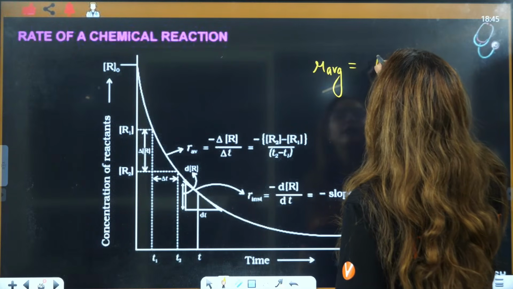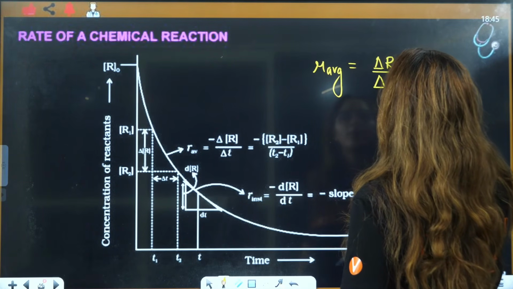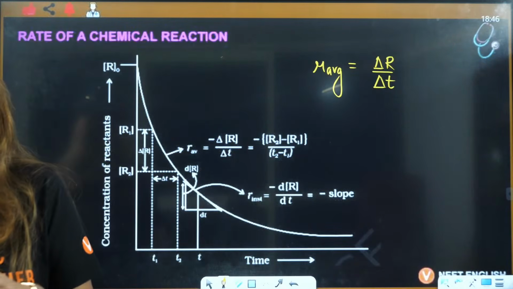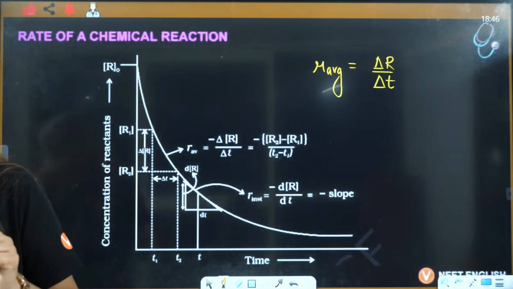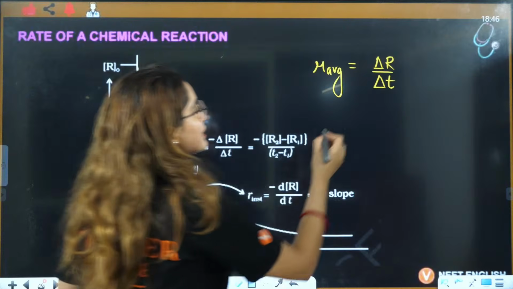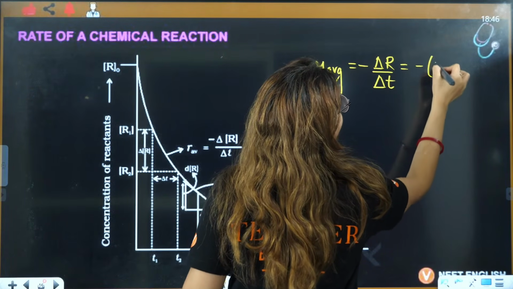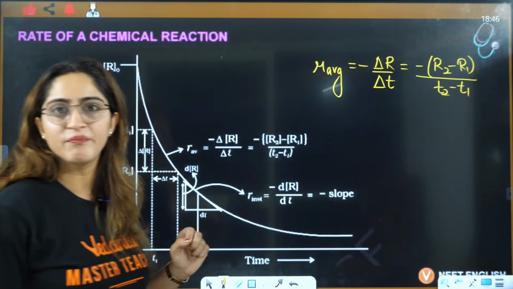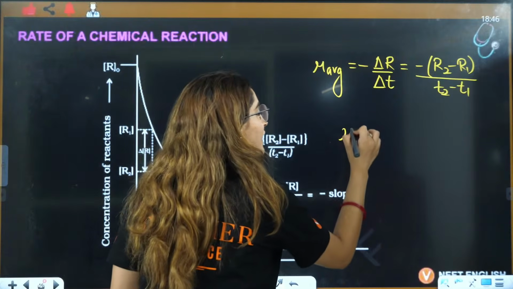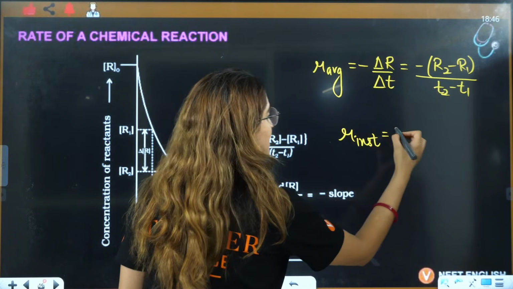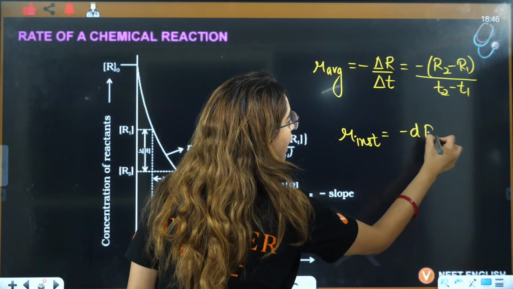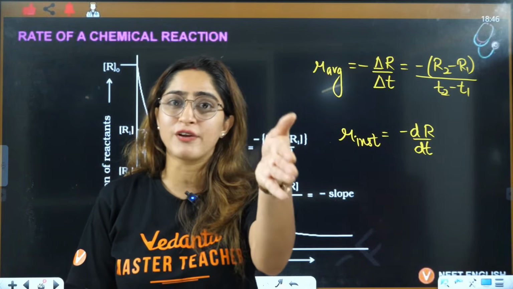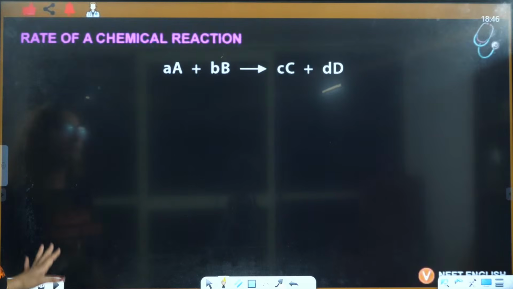So that is your delta of reactants by T. Now we know that whenever we write rate in terms of reactant, it has to be negative. So can I say that here I should write negative? Here I should write final minus initial divided by final time minus initial time. That is my average rate. But for instantaneous rate, I will write it as minus dR by dt. This is what we know about average and instantaneous rate, right?